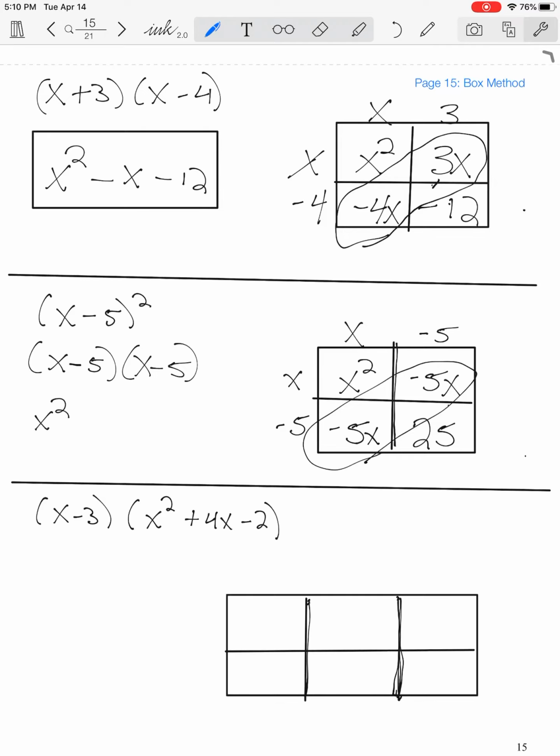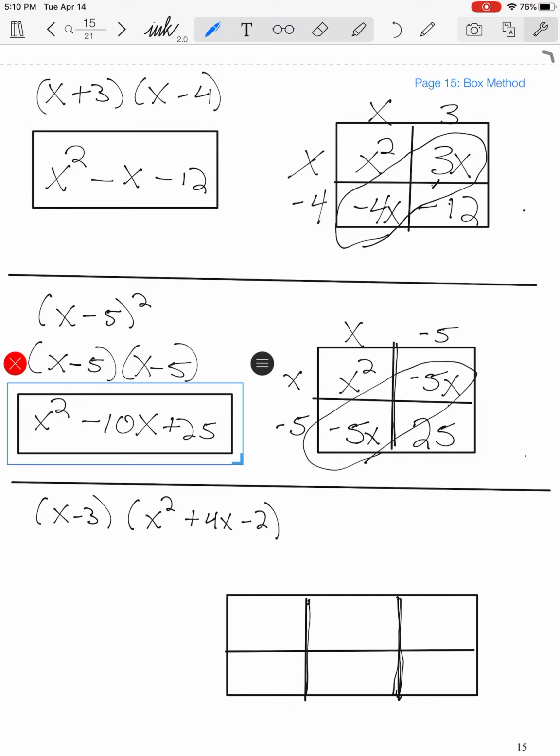So when I rewrite it, I'm going to be left with x squared. Negative 5 plus negative 5 gives me negative 10. Bring your x with you. And then I have a positive 25. And that gives me that answer.